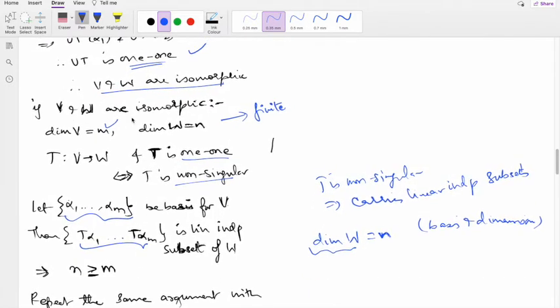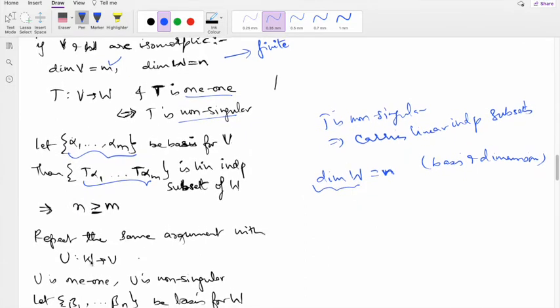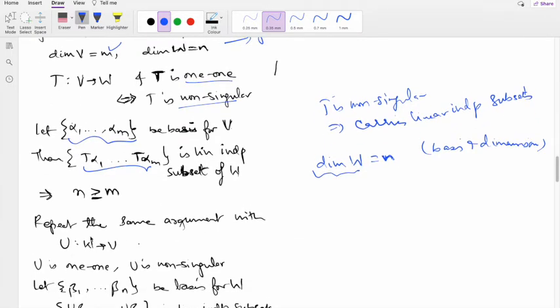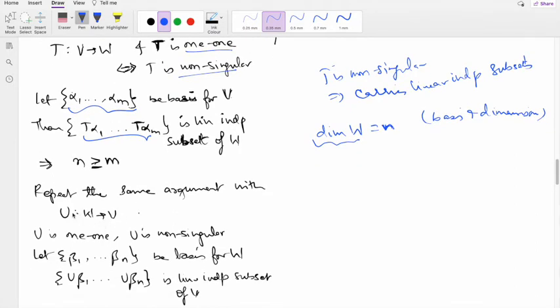Now, since they are isomorphic, I can also find some other transformation U which goes from W to V. We use the same arguments here. Since it is isomorphic, there exists some transformation U which is 1-1 and therefore non-singular. We say beta 1 to beta n is a basis for W. U beta 1 to U beta n will again be a linearly independent subset of V, because U is non-singular, so it carries linearly independent subsets.